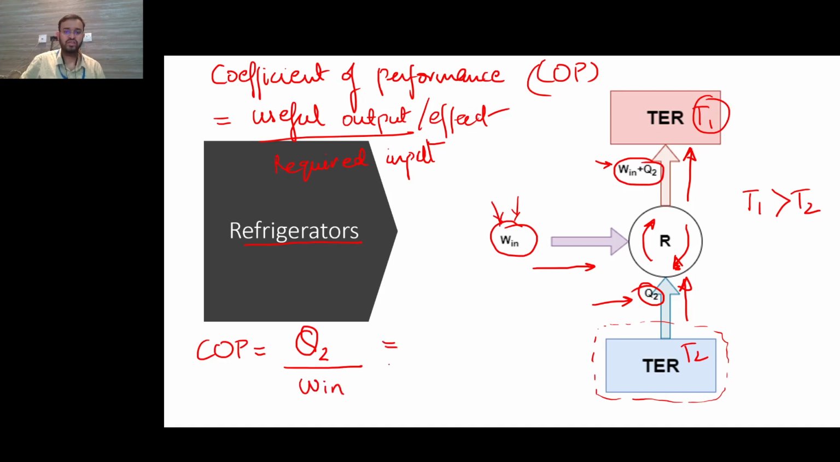We can rewrite this equation in terms of just the amount of heat that is rejected. That is, if we say Q1 is equal to W in plus Q2, we can rewrite W in as Q1 minus Q2. So we can rearrange this equation as COP is equal to Q2 divided by Q1 minus Q2. All right.